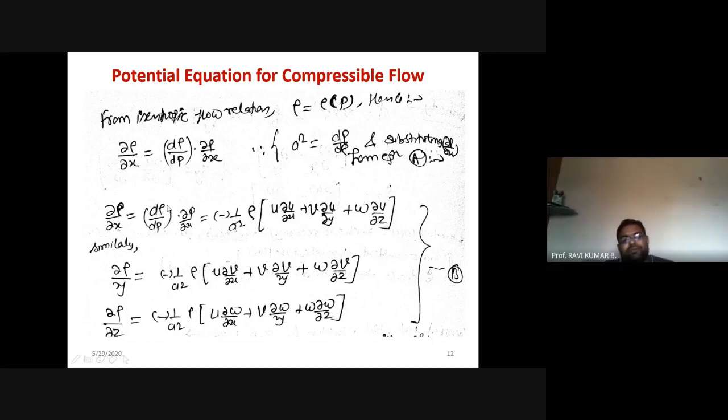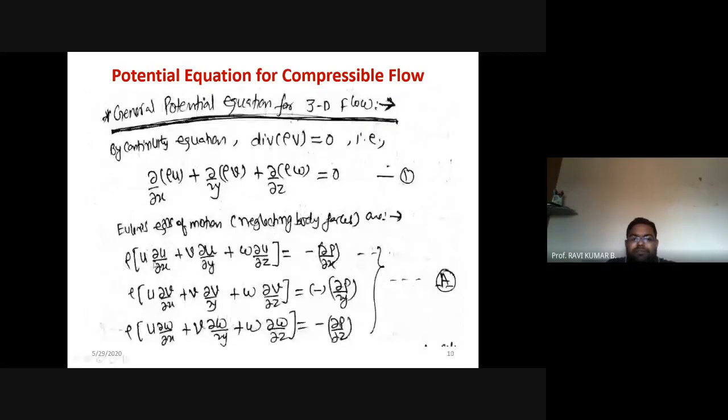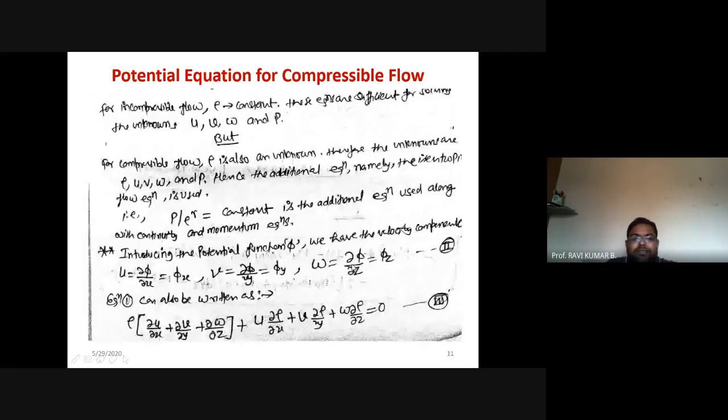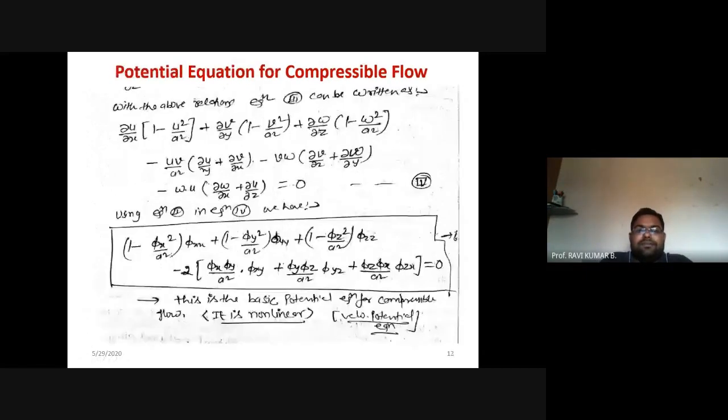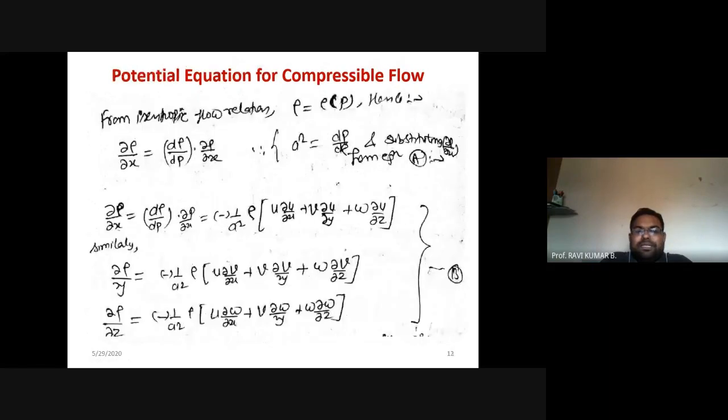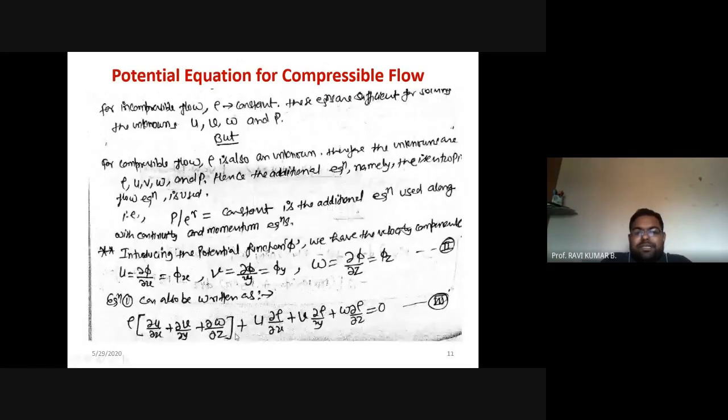This complete term is equal to 1 by a squared, and ∂p/∂x I will take from this equation, I will get the value of ∂p/∂x and substitute it here. So this complete term is ∂p/∂x, which I kept here. Similarly, 2 more equations can be written along the y direction and z direction. So from this, equation number 3, this continuity equation, we already know.